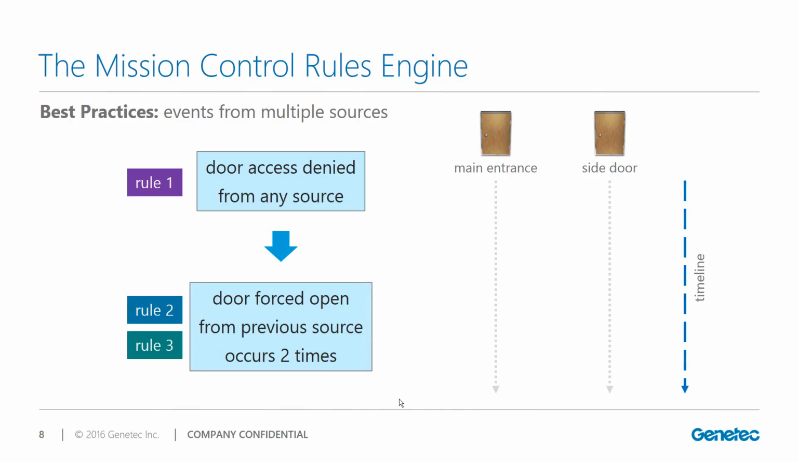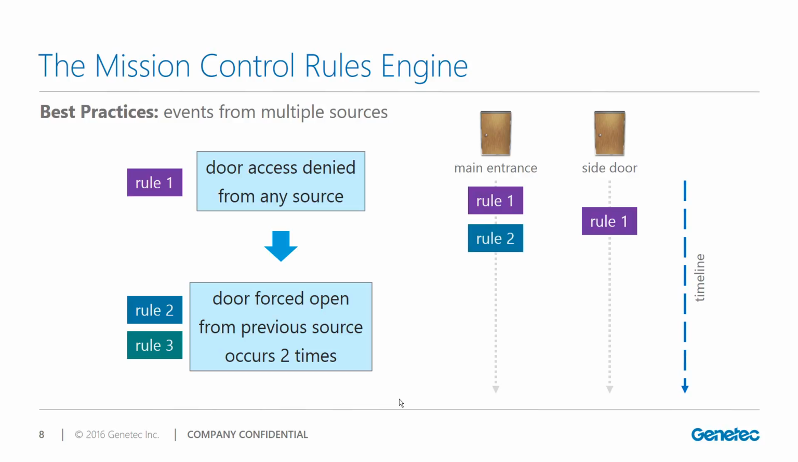Looking at our second set of rules, rule 2 and 3, now we want to use the door forced open from the previous source, and we want this again to occur 2 times. So in this scenario, let's say our main entrance gets a door access denied, so that passes rule 1. And then we get a door access denied on the side door, and that passes rule 1 for the side door, but it starts that in a separate tree.